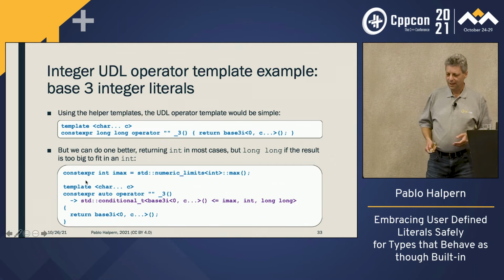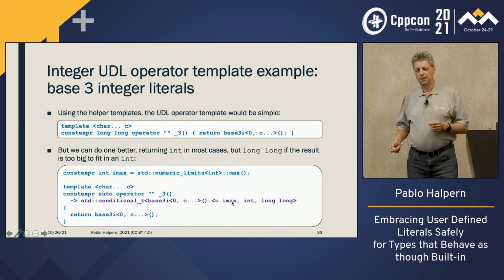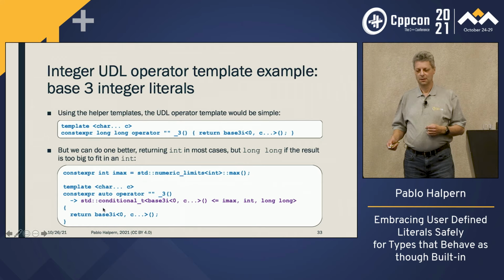Well, the return value of our template UDL operator will be this conditional. It says, well, if our helper function computes a value that fits in the size of an int, an Imax, the largest int that we defined up here, then we'll return an int. Otherwise, long, right? It's using std::conditional_t. And then inside, the logic is exactly the same.